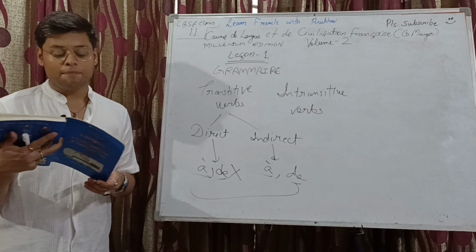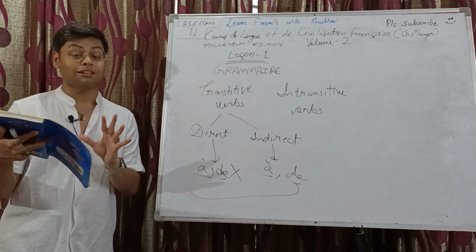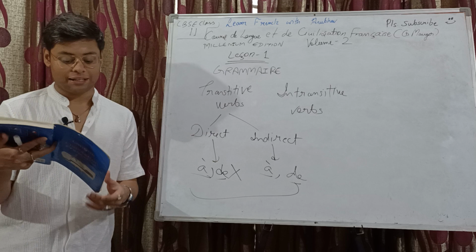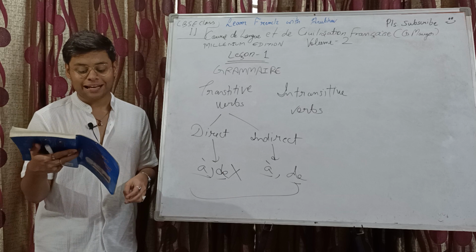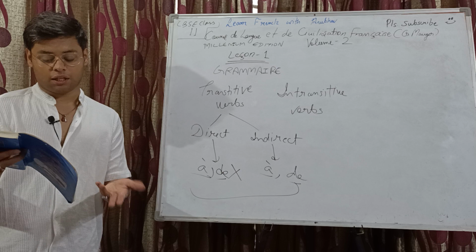Le verbe quitter a un complément d'objet direct, sans à ou de. Il est transitif direct. Since the verb quitter is having a complement of object, the direct object without any à or de, that's why the verb is here transitive direct. And le verbe penser, parler ont un complément d'objet indirect avec à ou de, ils sont transitifs indirects. So the verbs to think and to speak, both of them are having a complement of object with an indirect link, so à and de, right?